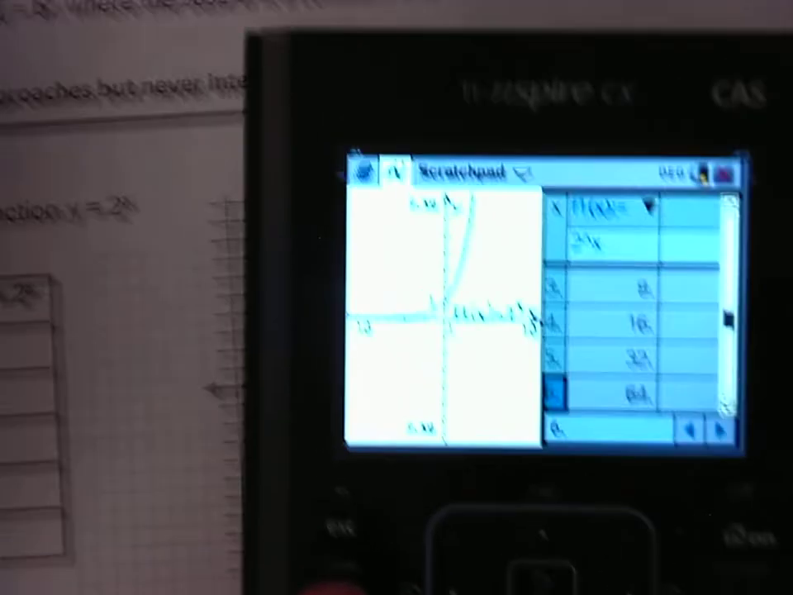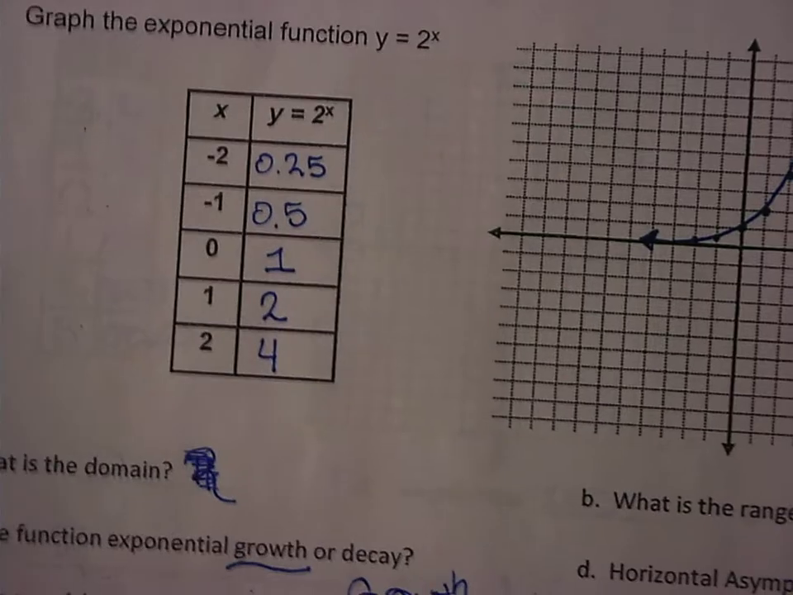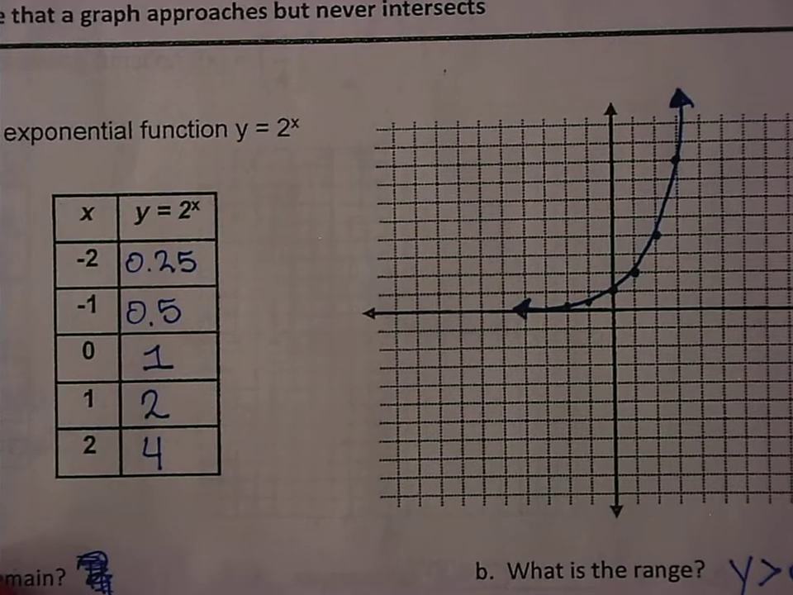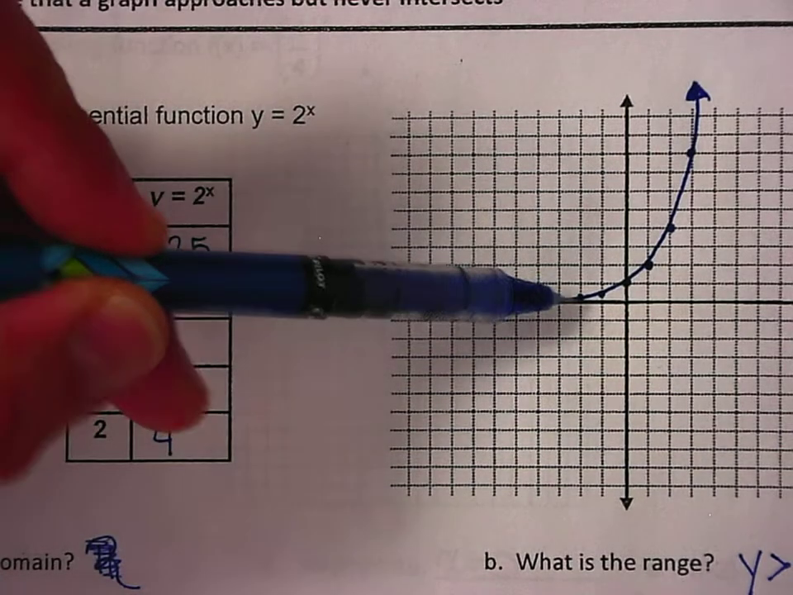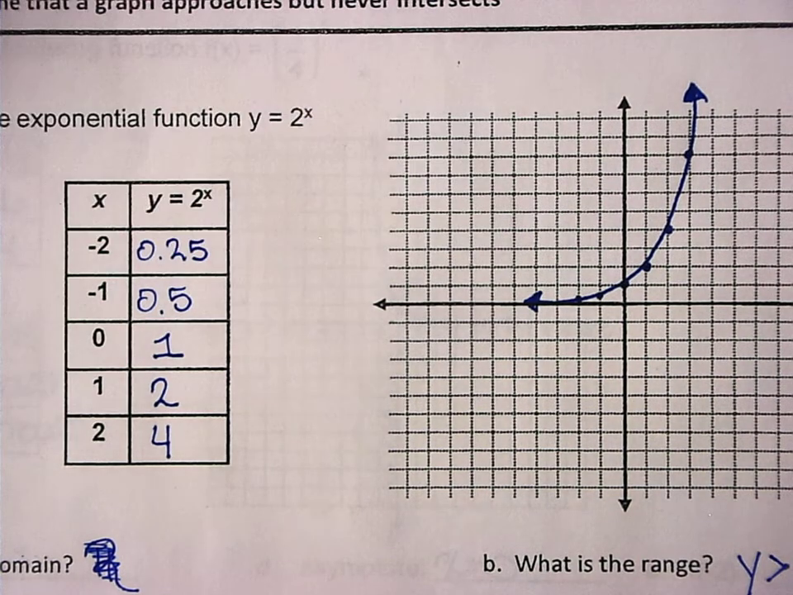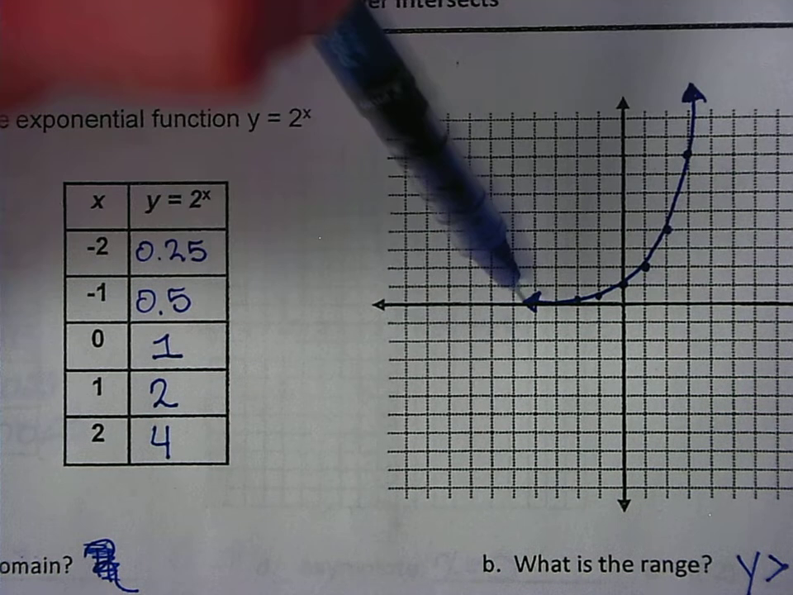When you have your table filled out and your graph made, I'll show you my notes, and here's the type of graph you get. From -2, we have a quarter, so you go up a quarter of a square at -2. At -1, you go up half a square. At 0, you're at 1. And then you graph 1, 2, and 2, 4, and you get this nice little curve.